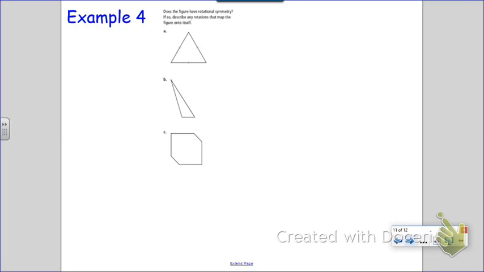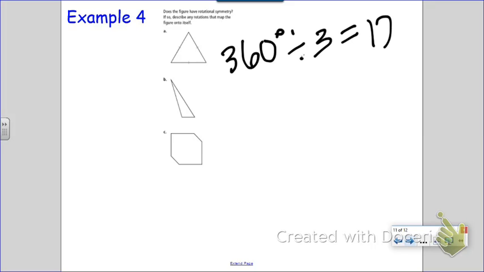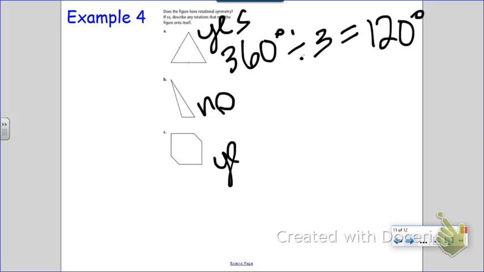Alright, for the next, we're asked about rotational symmetry. So for this one, every time we turn this, there's 3 parts. It's going to be looking the same, so divide this into 3. So this is yes, 120 degrees. This one is a no. This one would be a yes. You'd have to turn it completely around, so 180 degrees.